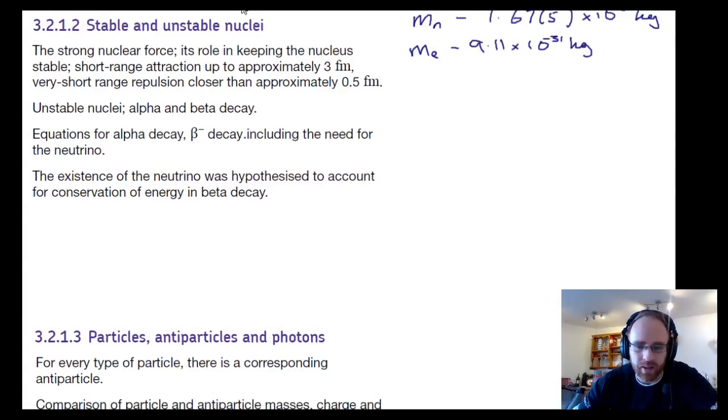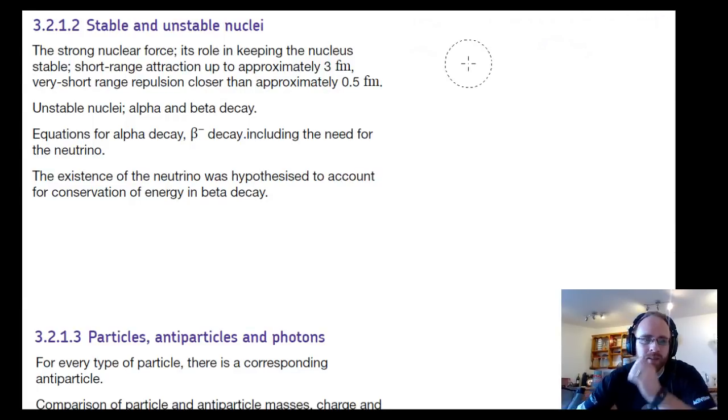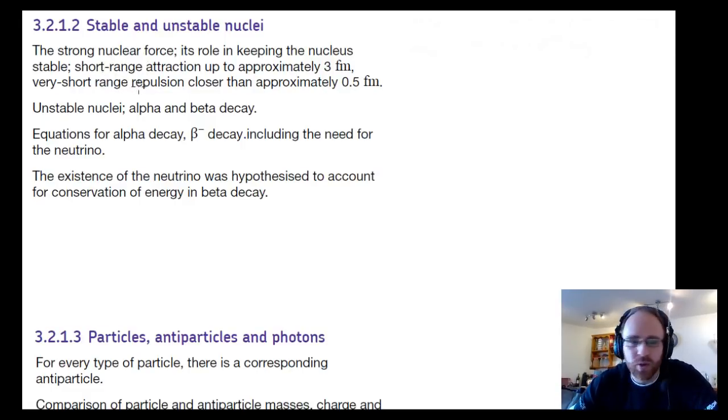Right, let's clear this screen up a bit. Move on to stable and unstable nuclei, because this is where it gets a little bit weird. Because we need to start talking about the strong nuclear force.